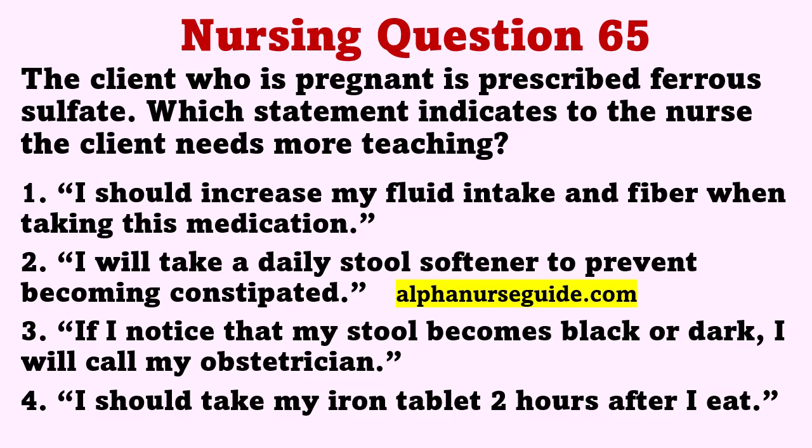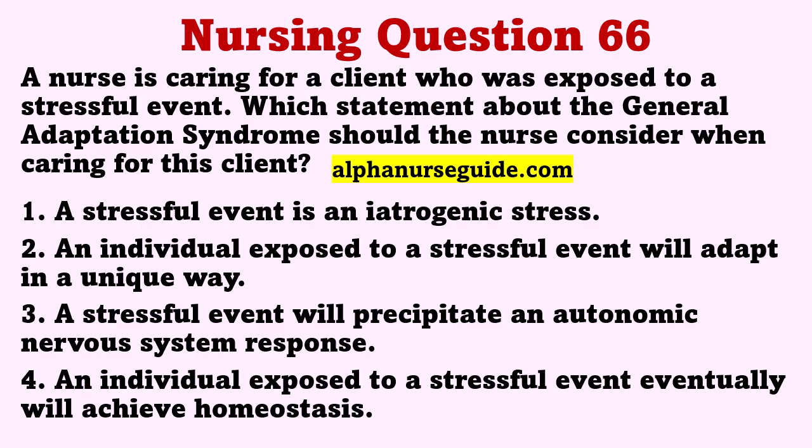The client should increase fluid and fiber to help decrease the possibility of becoming constipated. The client is instructed to take a daily stool softener to prevent constipation. Iron should be taken between meals, 2 hours after a meal, because food decreases absorption of the medication by 50% to 70%.